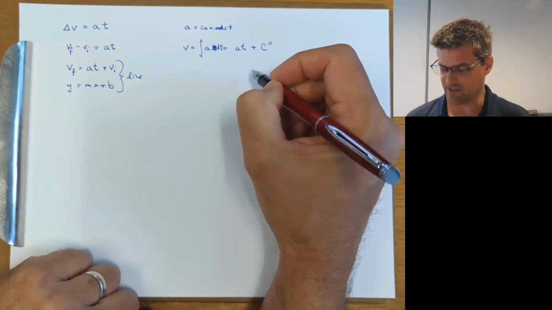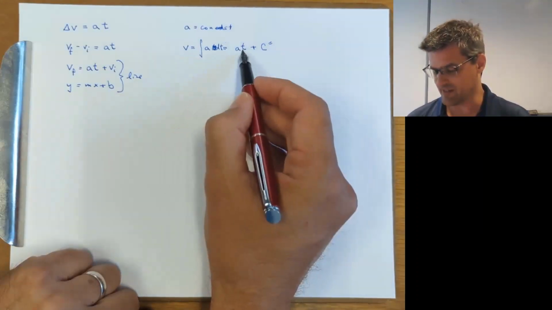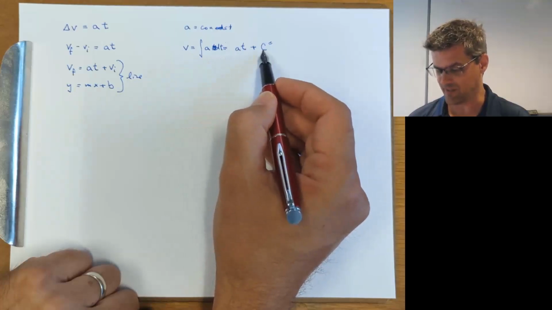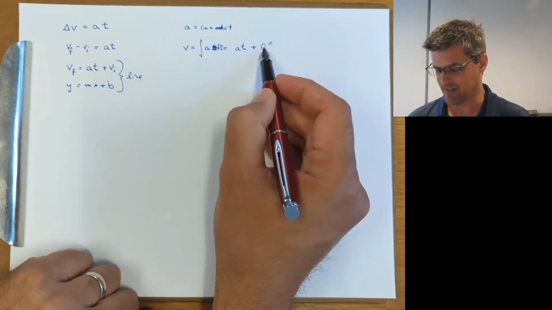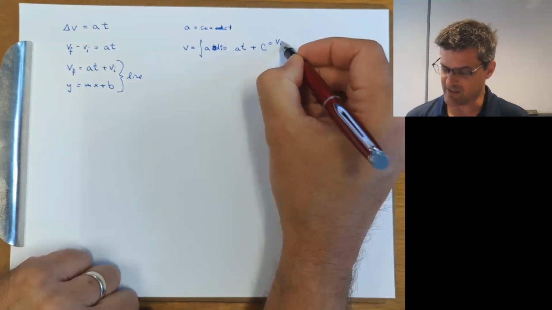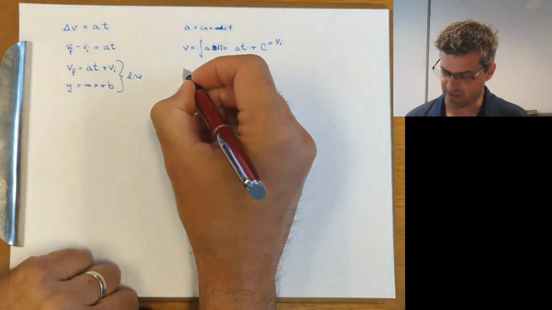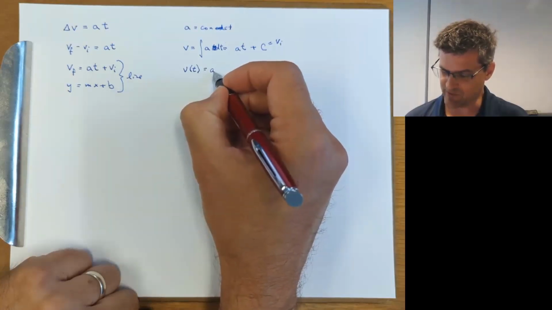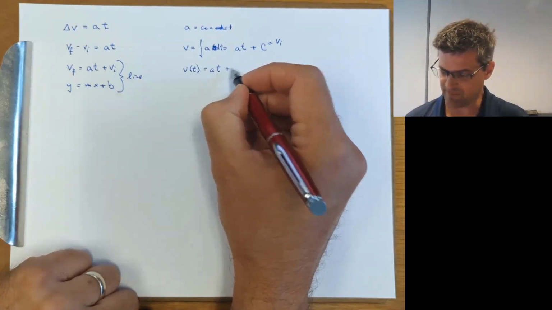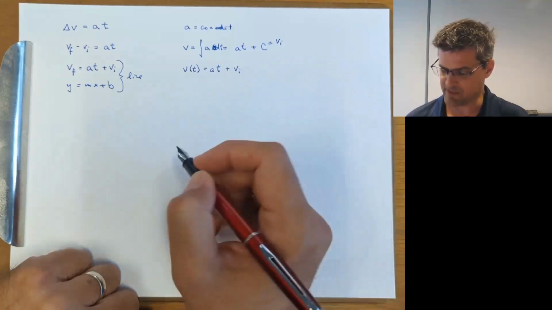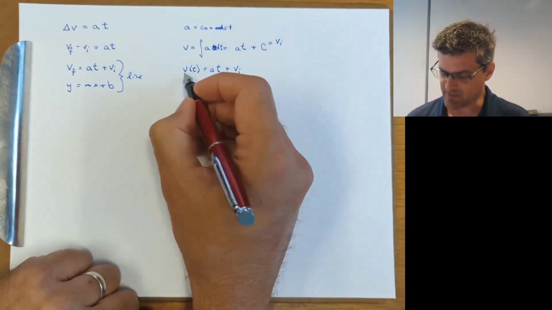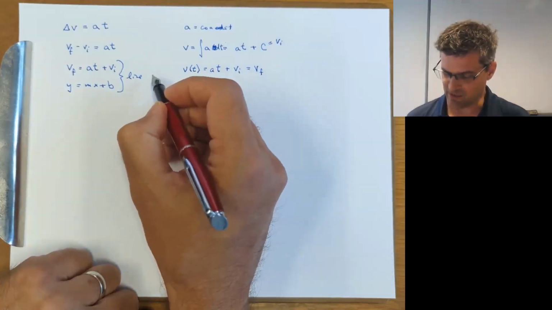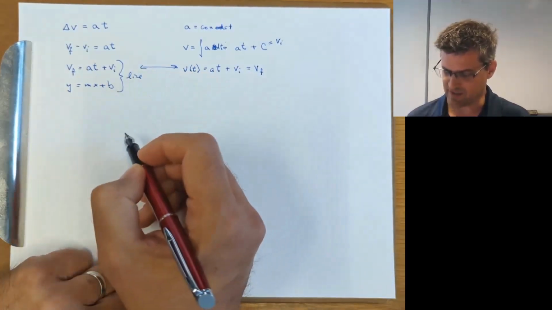What is this integration constant? This is the velocity when t is equal to 0. If t is equal to 0, the only thing left here for the velocity is what this constant is. So this is v initial. This tells me that the velocity at any time is equal to the acceleration times time plus the initial velocity. Sometimes I call the velocity at any time v final. These two equations are the same equation.